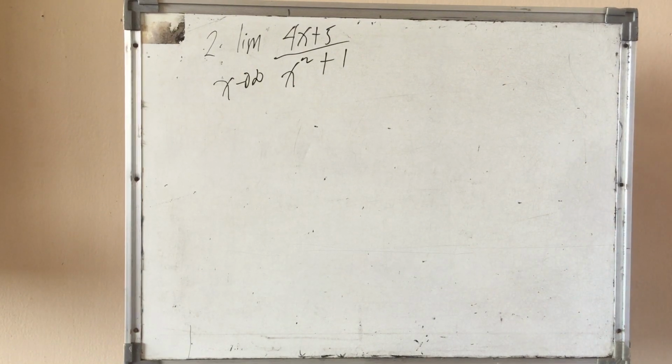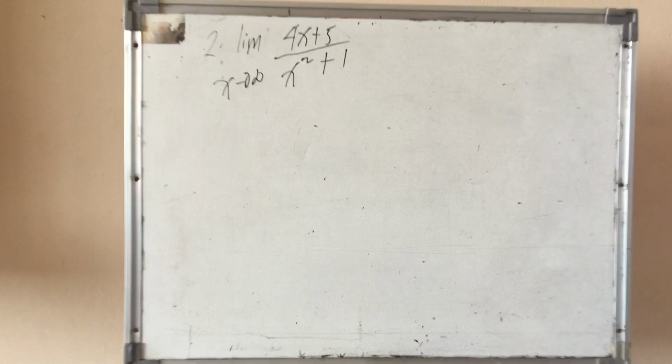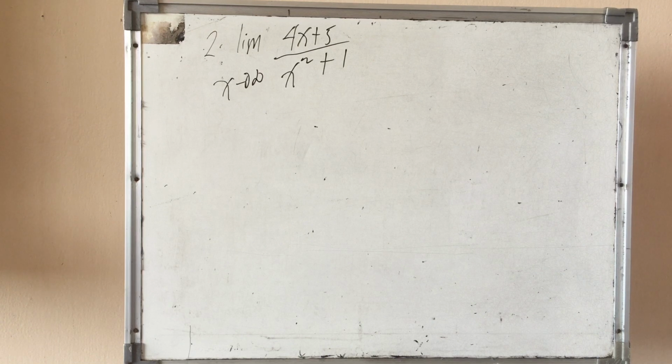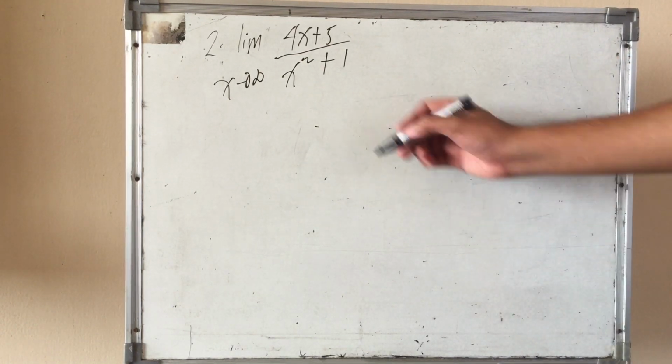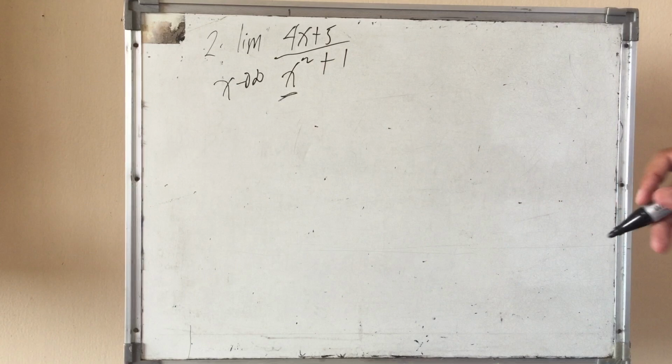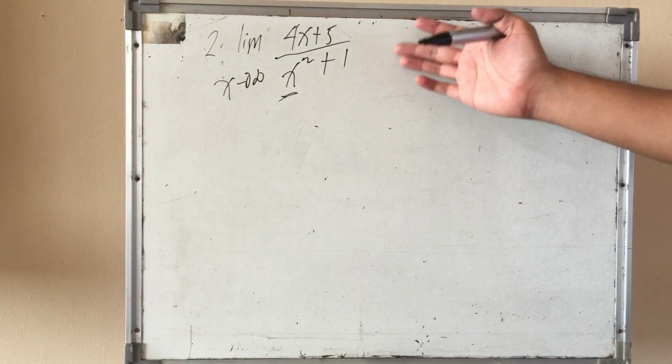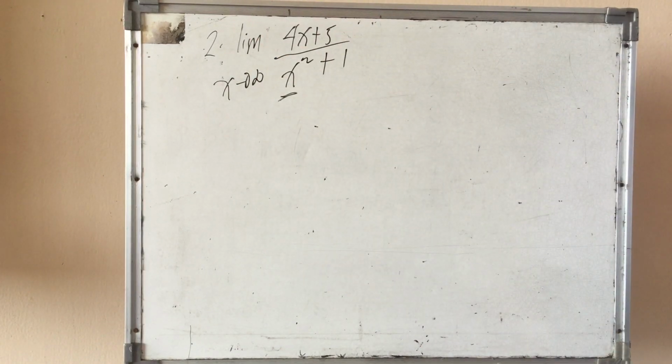So find the limit of (4x + 5)/(x² + 1) as x approaches infinity. To find this limit, first divide N(x) and D(x) by the highest power of x. So what is the highest power of x? From this equation, we have x squared. So we divide all of the terms by x squared.